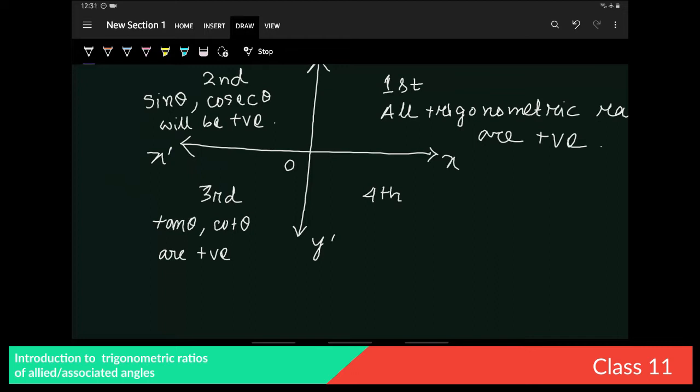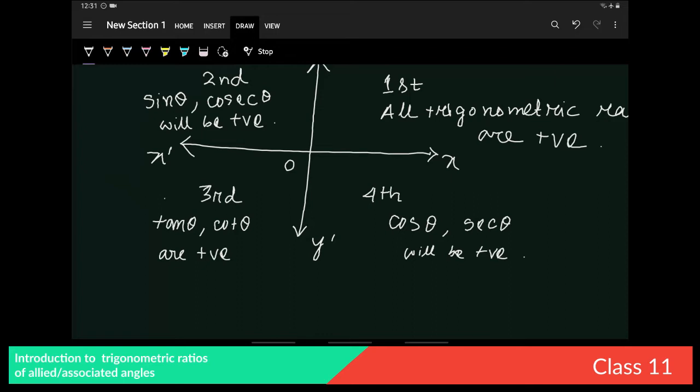In fourth quadrant, it is saying that cos theta and its reciprocal, that is sec theta, will be positive. Sorry, very sorry. And the rest trigonometric ratios will be negative.